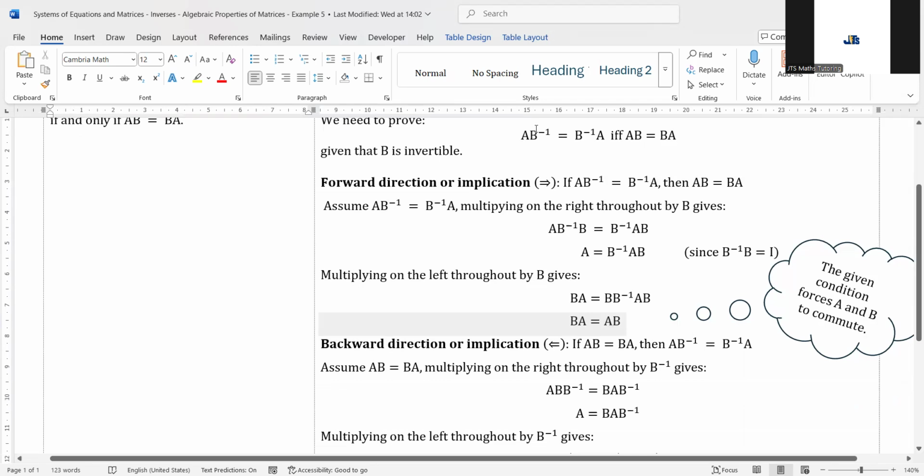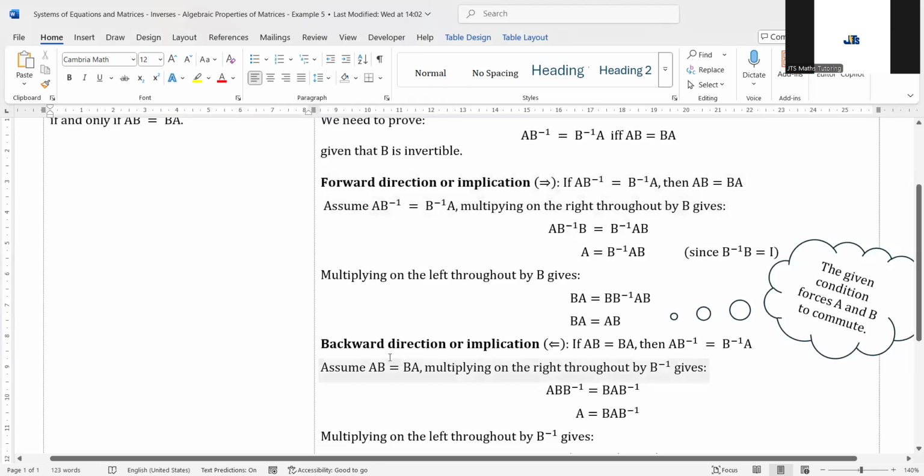So you said, if this is true, then this is going to be the case. BA is equal to AB is exactly what we have right here, because this given condition has actually forced A and B to commute. So this statement is exactly just like saying AB is equal to BA. So we have actually proved the forward direction.